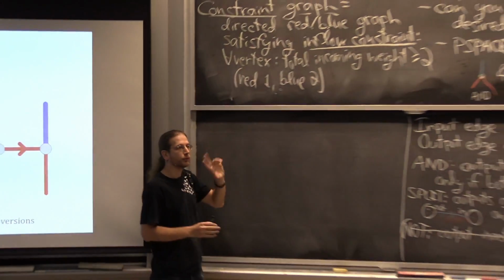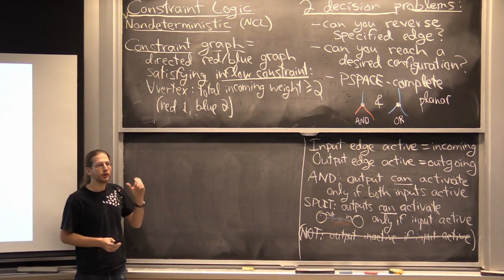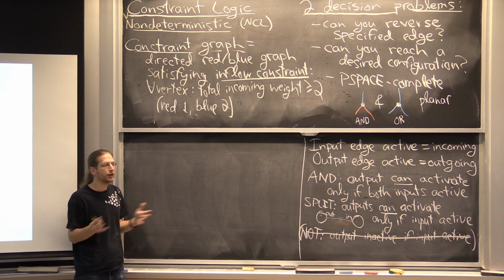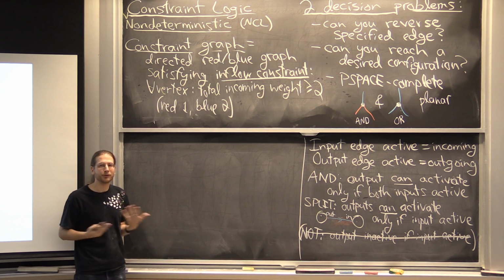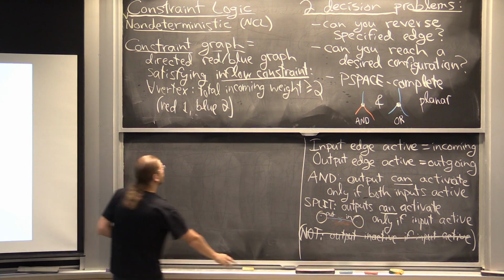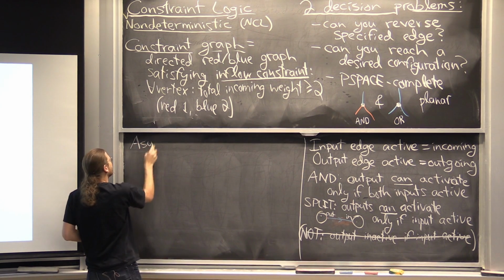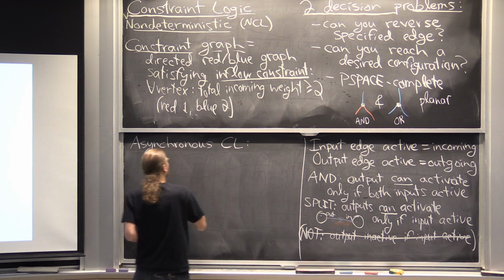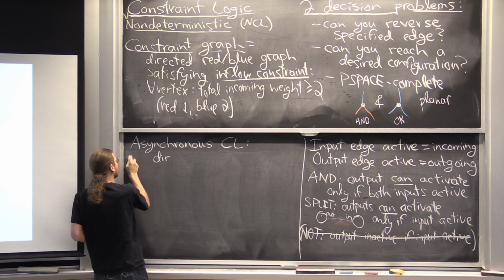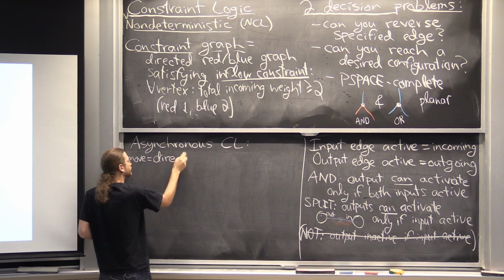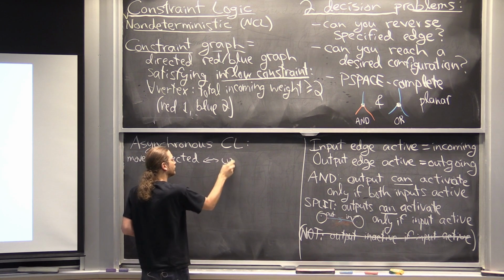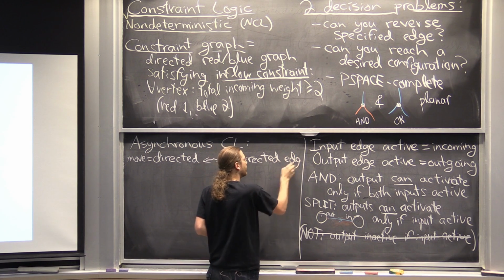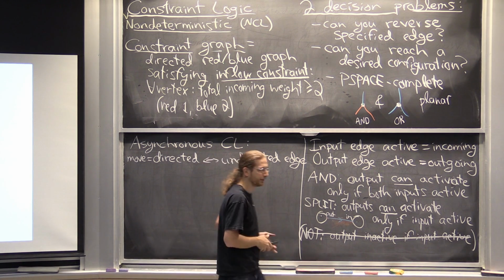It used to be you're reversing an edge. Another view is that you can change a directed edge into an undirected edge, and you can change an undirected edge into a directed edge. So these models are almost identical. In fact, you can prove they're exactly the same power. And they are called asynchronous constraint logic. So if you were worried about that, you don't need to worry. I won't prove here that they're identical power, but it's not hard.